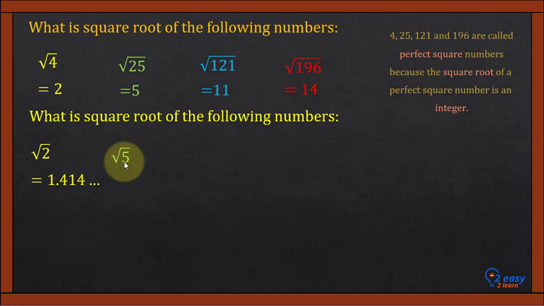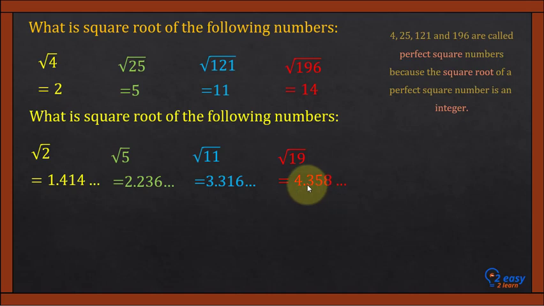Square root of 5, check it on your calculator. 2.236. It's also a non-terminating decimal. And square root of 11. What do you think? Should its answer be an integer or not? No. The answer is 3.316. It is not an integer. Square root of 19.